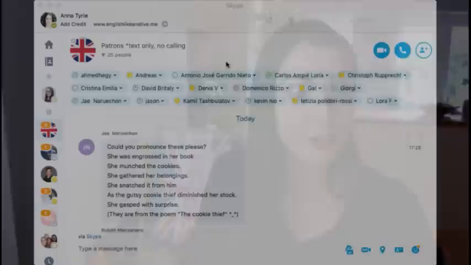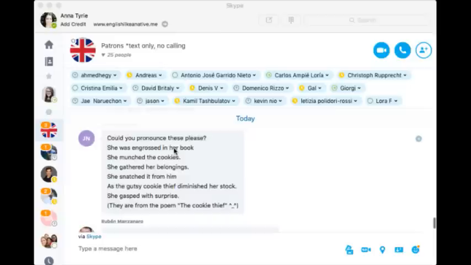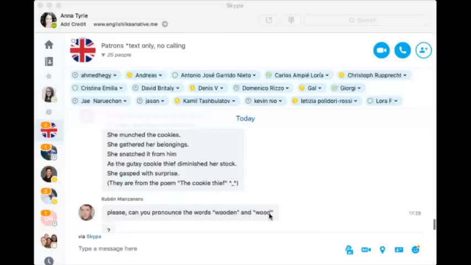J, let's have a look at what you're asking for here. Could you pronounce these, please? She was engrossed in her book. She munched the cookies. She gathered her belongings. She snatched it from him. As the gutsy cookie thief diminished her stock. She gasped with surprise. They're from the poem, The Cookie Thief. Wonderful. That sounds very interesting.